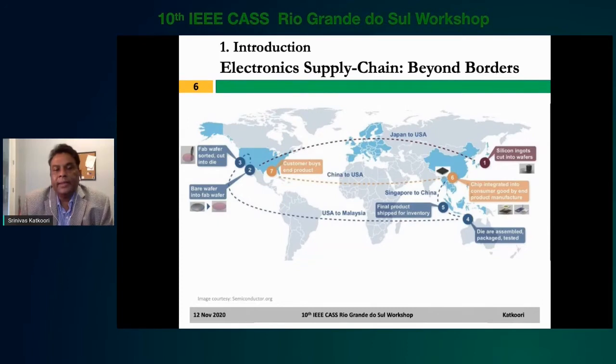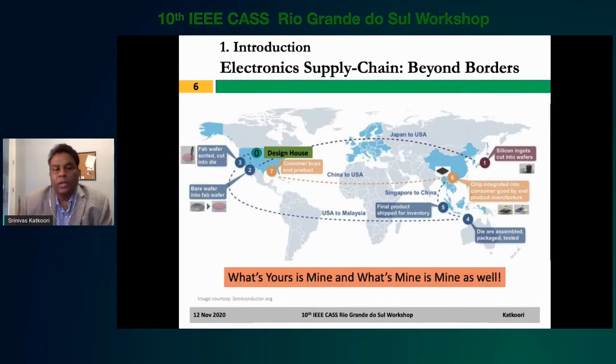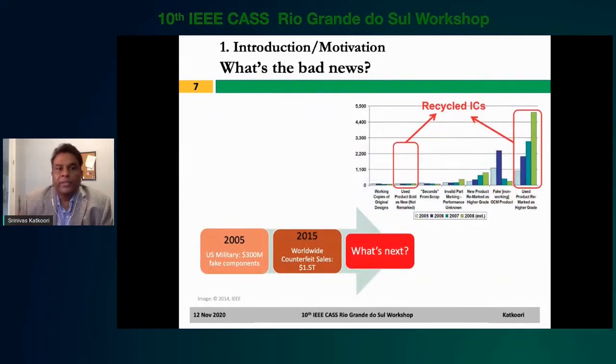And while it is great that we now have a global market, that also brings us some issues, right? The design is now exposed to many players, and potentially some of them could be malicious players. For example, in 2005, the US military said that it had found in its systems about $300 million worth of fake components. And in 2015, it is estimated that counterfeit sales were about $1.5 trillion.